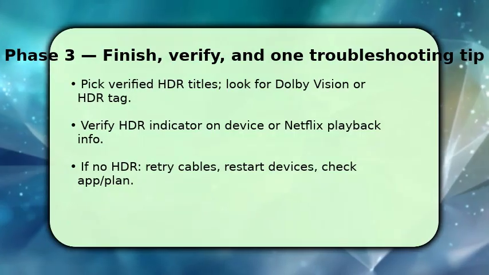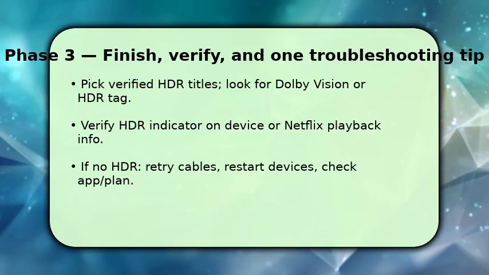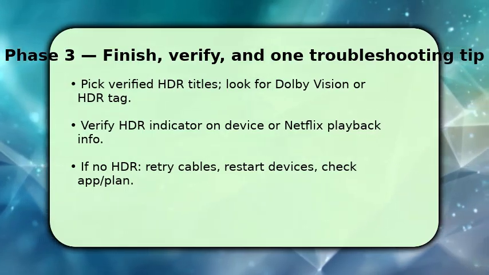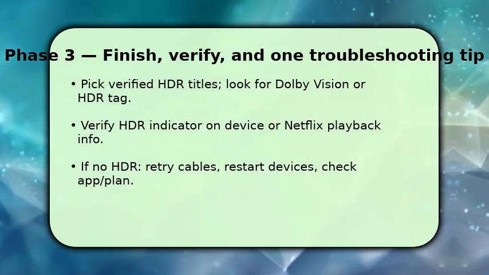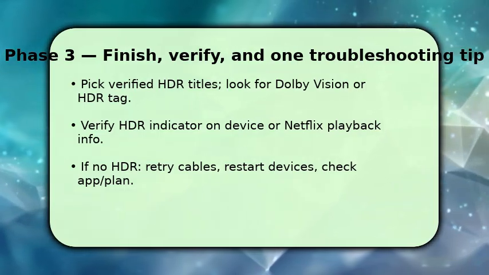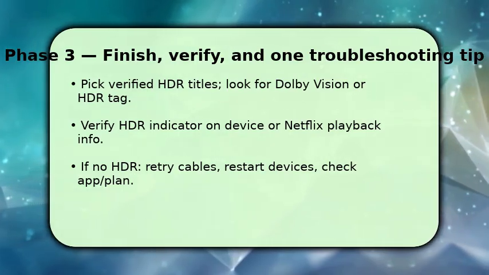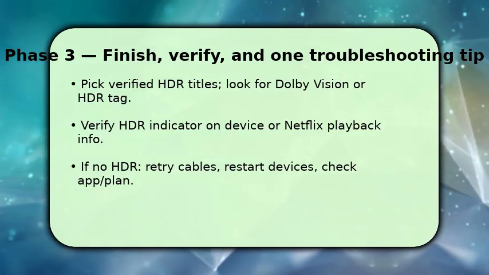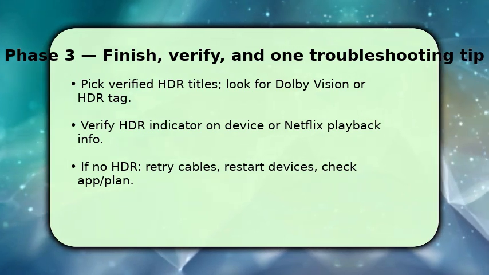You finish by selecting a confirmed HDR movie or show. Netflix labels titles with Dolby Vision or HDR. While playing, open Playback Info; on many devices, a little HDR badge or diagnostic will confirm the stream's dynamic range. If HDR does not appear, first restart the streaming device and TV, reseat or replace the HDMI cable, and ensure the Netflix plan is correct.